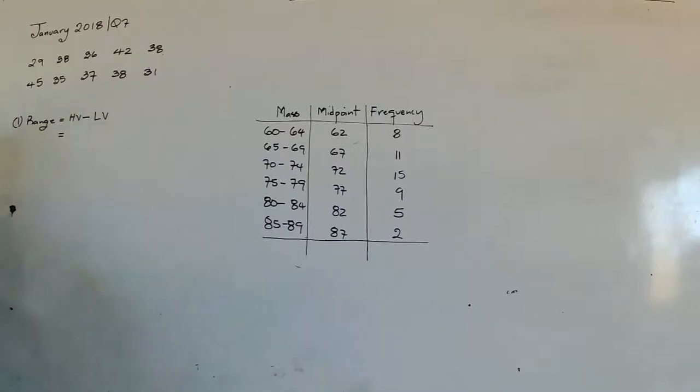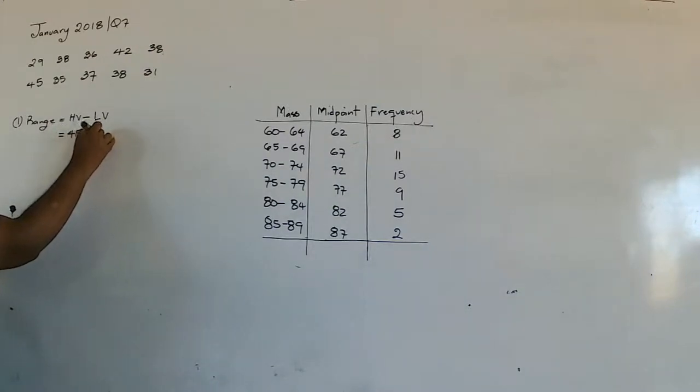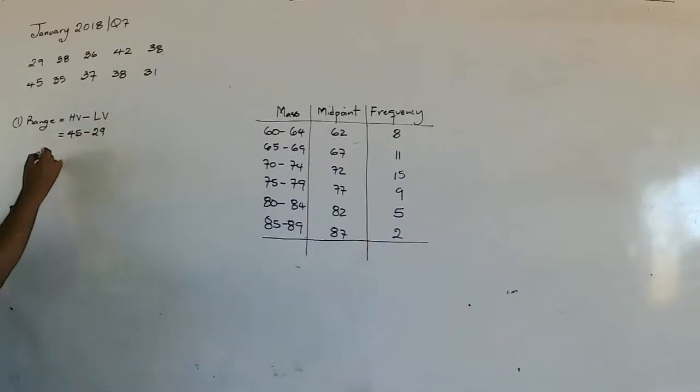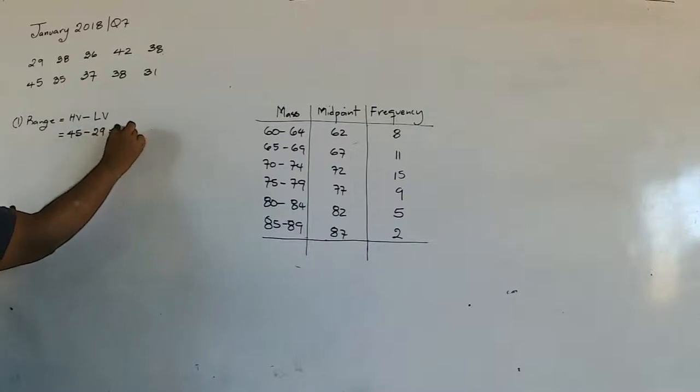What is the highest value you see up there? 45. What is the lowest value? 29. Subtract, what do you get? 16. So the range is 16 marks.